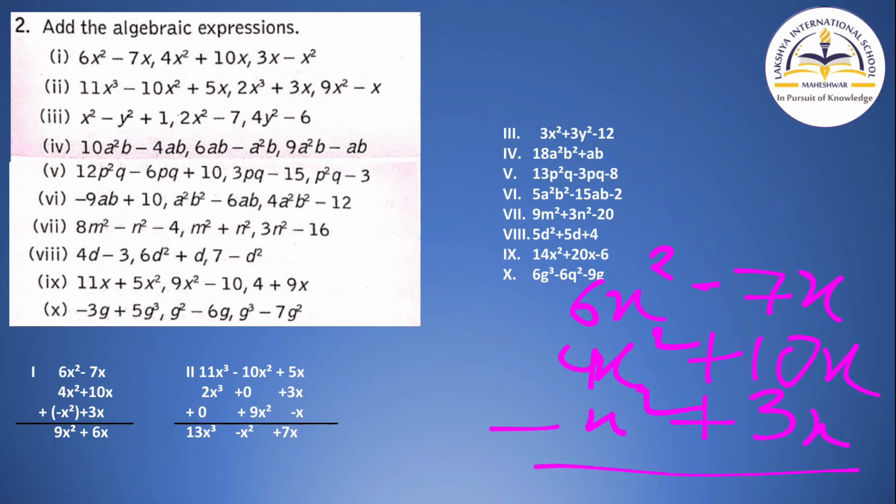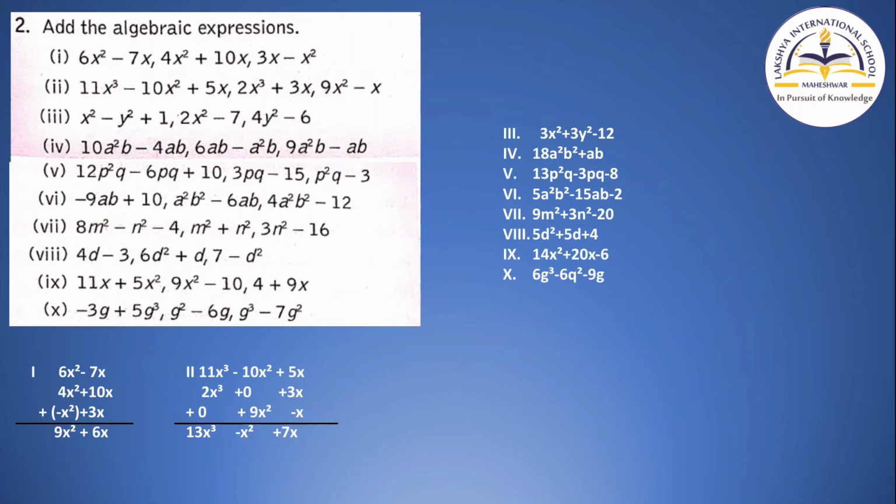Now you can see first we will solve the x terms, so 7, 10, 3: 10 plus 3 is 13, and 13 minus 7 is 6x. Now the x square terms: 6 plus 4 is 10, 10 minus 1, that is 9x square. So 9x square plus 6x will be the answer.